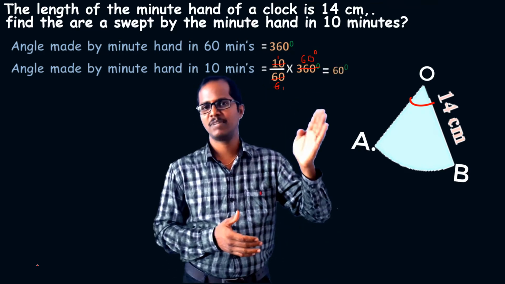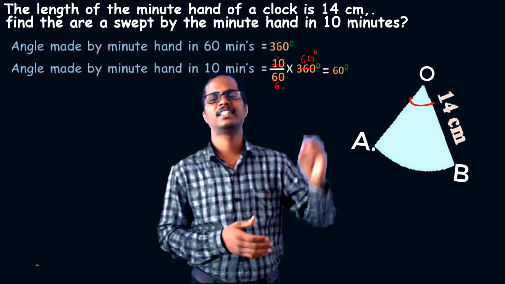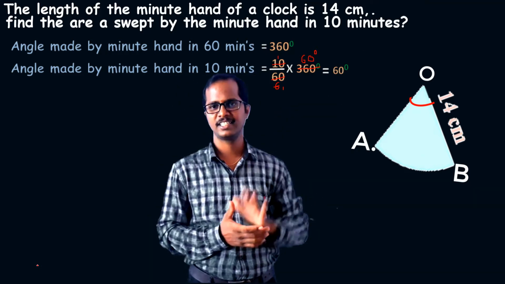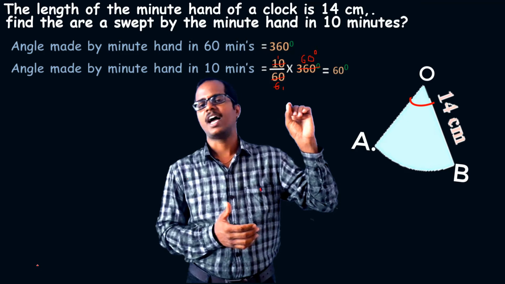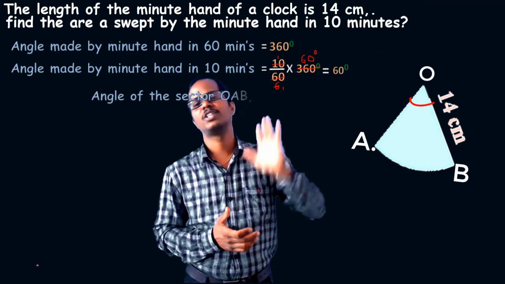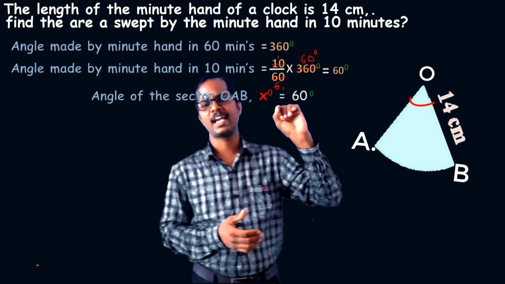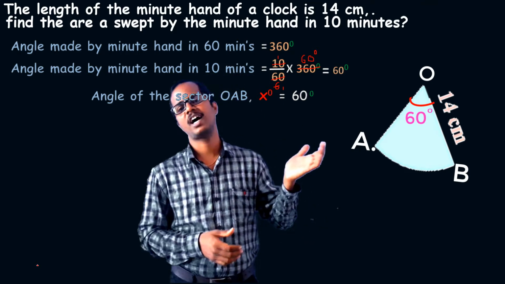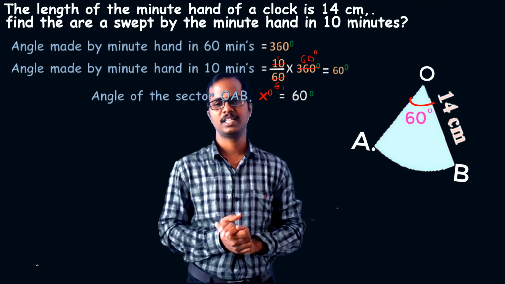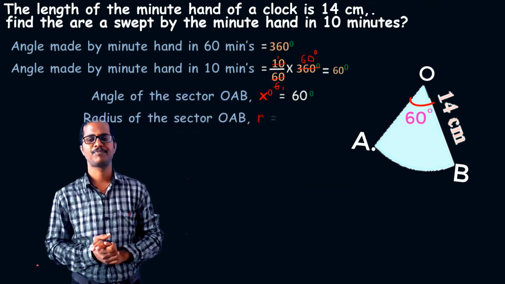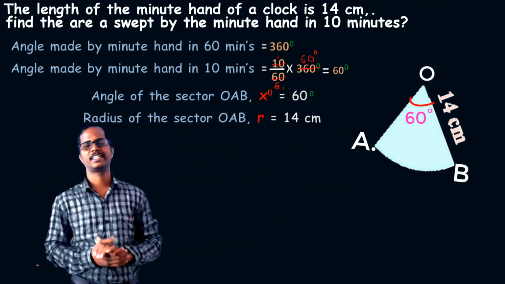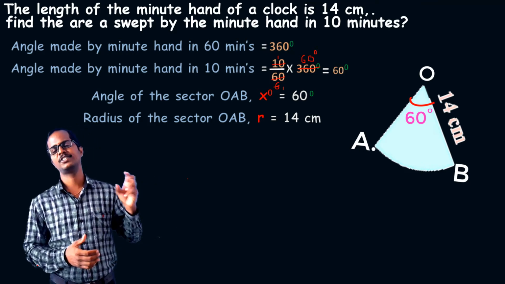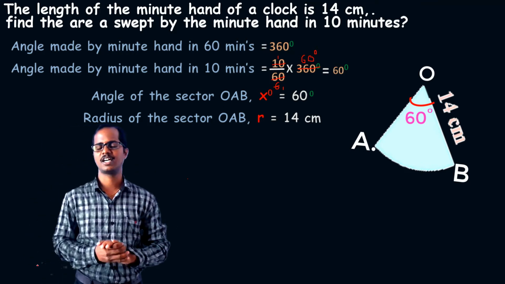So the angle made by the minute hand at the center of the clock in 10 minutes is 60 degrees, which is the angle of the sector OAB. Now we have the angle of the sector OAB, that is x equals 60 degrees, and also we have the radius of the sector, that is r equals 14 centimeters. Using these two, we can find the area of the sector OAB.